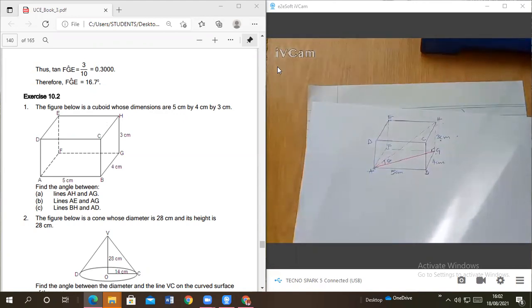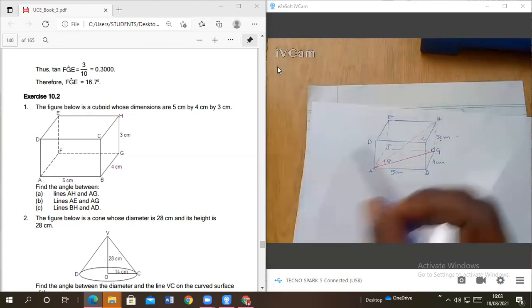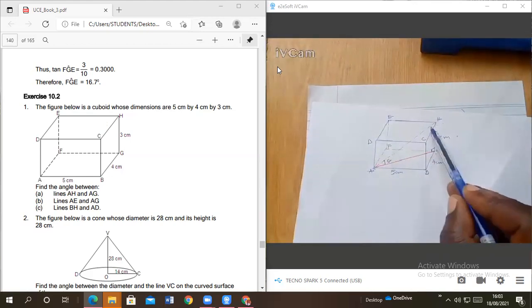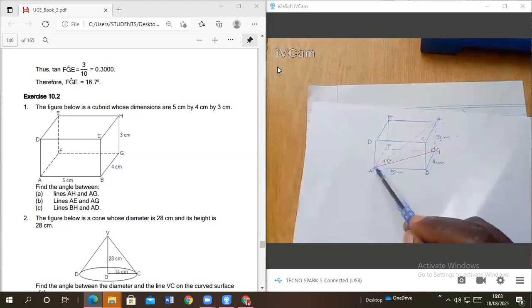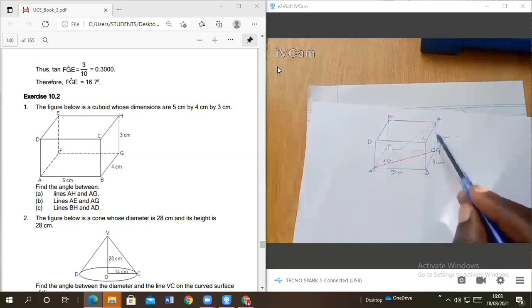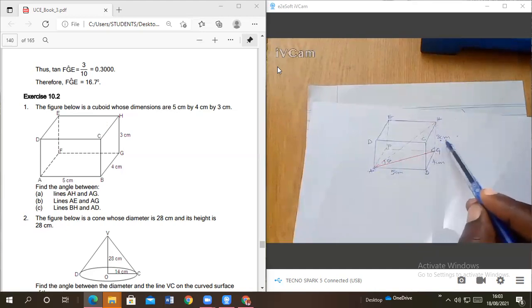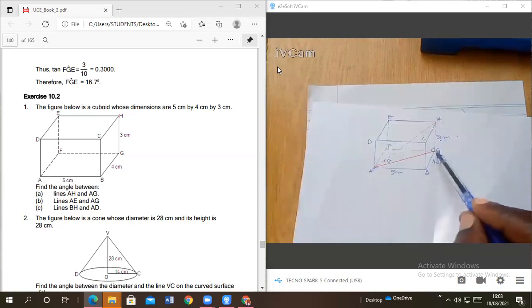Because for us to find that angle theta, we must know AG and we must know also GH. This is a right angled triangle which is inside. So we must know this as the base of this right angled triangle, the one in red, and the height. The height is known, but we don't have the base. So how do we get the base AG? Which triangle are we going to use to find the base AG?